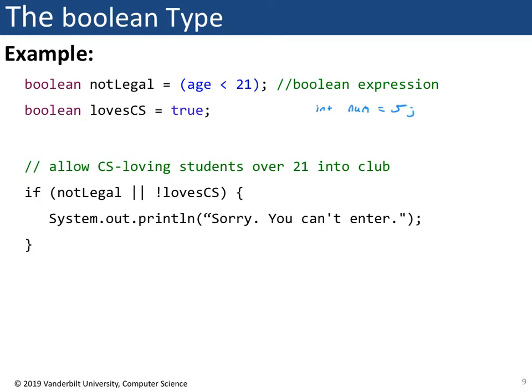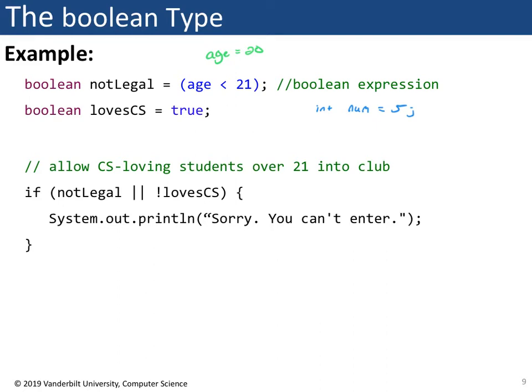So let's just say that our age is 20, then notLegal is going to take on the value true, while lovesCS will take on the value true as well. So when we get to our if statement, notLegal is going to evaluate to true because the value true is stored in the variable notLegal. Now, we've discussed already that anytime you have the logical OR operator and any of the operands evaluates to true, it will short circuit the rest of the operands. So it wouldn't even bother to look at whether or not we love CS because it already knows we're not allowed in because we're not legal. So sorry, you can't enter.